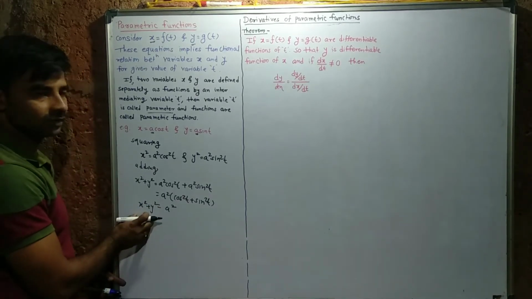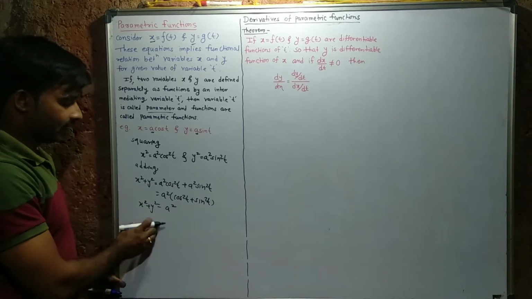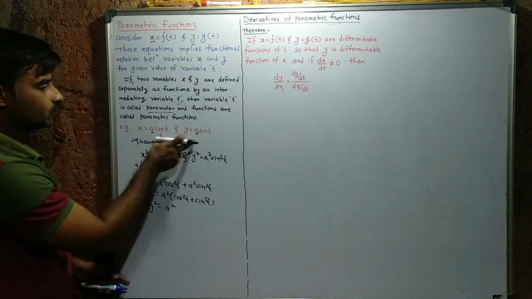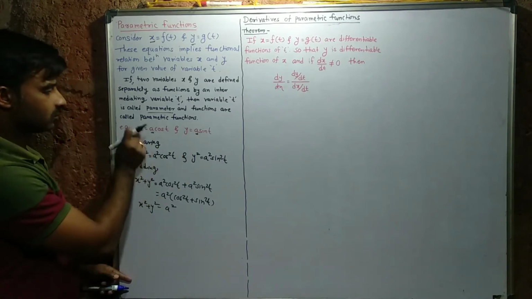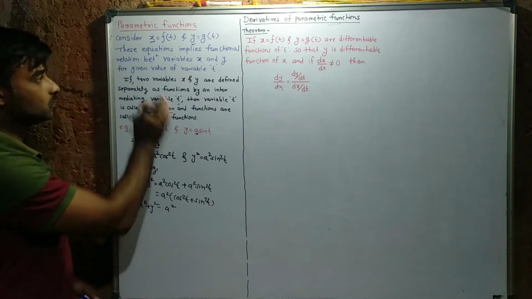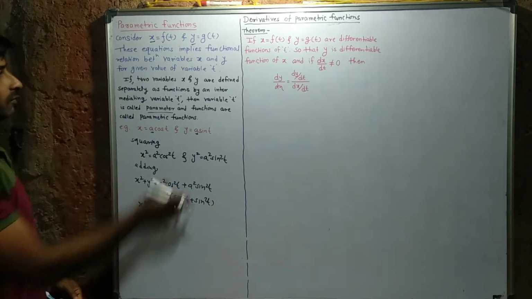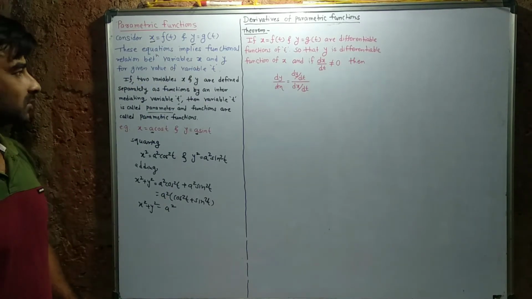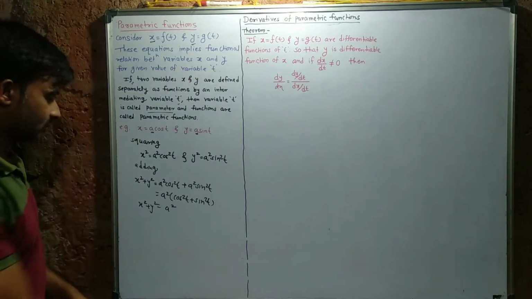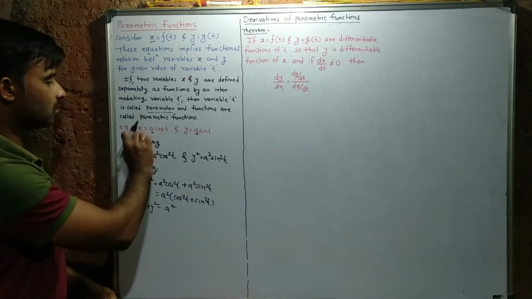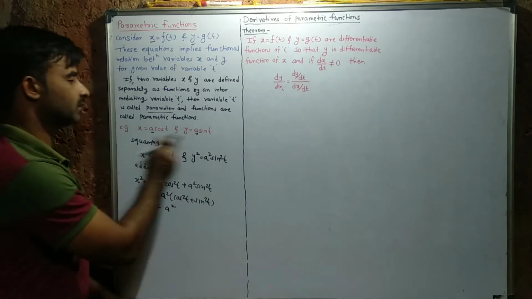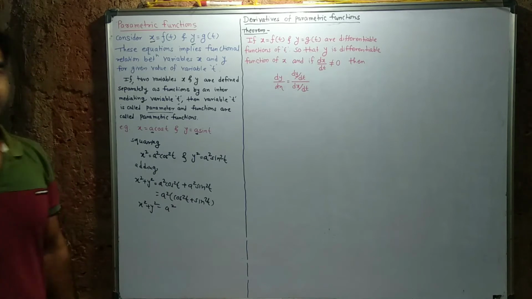It is a relation between the two variables x and y, and it is nothing but the equation of a circle. Therefore these two parametric equations give the relation between x and y in the form of the equation of a circle. This is the functional relationship between the variables x and y in terms of the variable t. These two are the parametric functions, and the parameter is t.